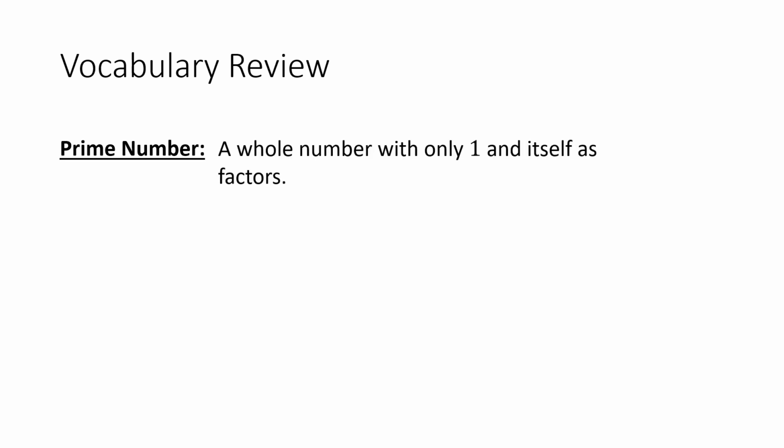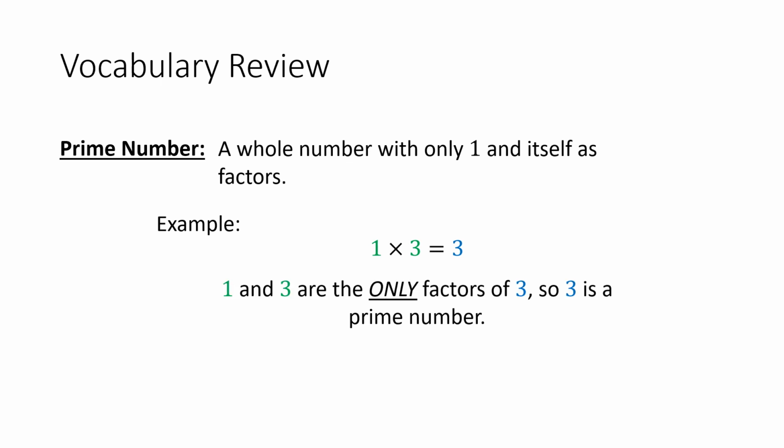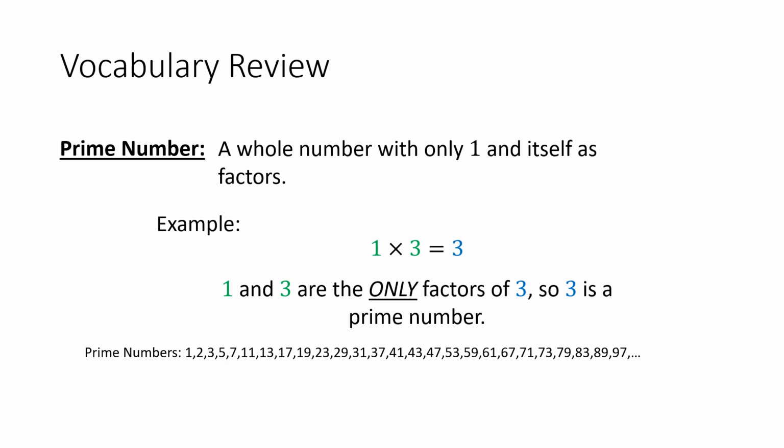A prime number is a whole number with only 1 and itself as factors. For example, 1 times 3 is 3. 1 and 3 are the only factors of 3. They're the only two numbers you can multiply together and get whole numbers and get 3. So 3 is a prime number. These are the prime numbers up to 100. Don't write it down. You can always Google it if you need it, or it's on the slide.